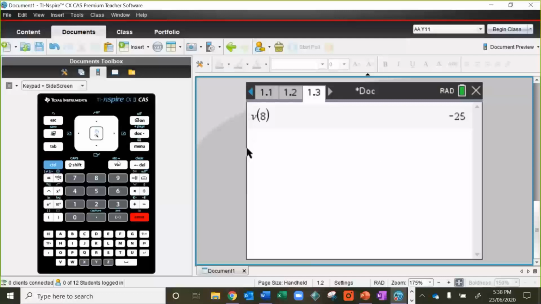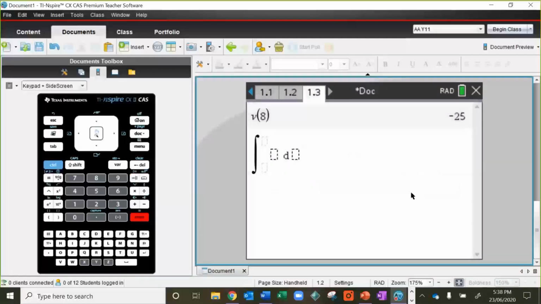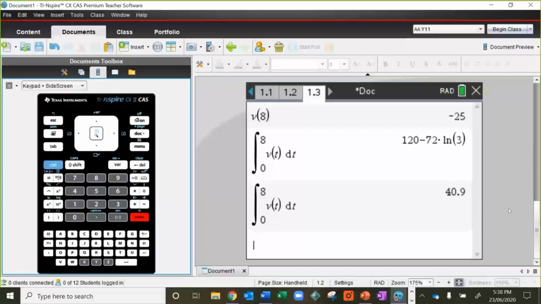To find the displacement after 8 seconds, all we need to do is to use a definite integral from 0 to 8, and the displacement is the definite integral of v in t with respect to time, and we can obtain an exact value, or alternatively, depending what the exam question is asking, to a particular decimal accuracy.